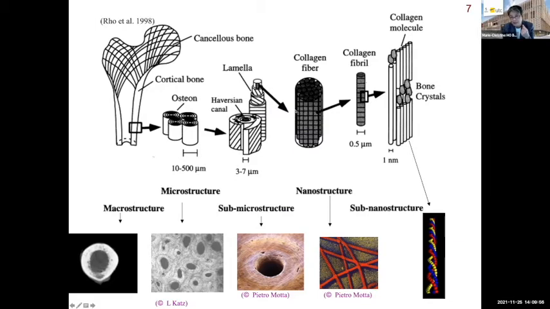And then if you go down another level, if I take this collagen fiber, it is made of collagen fibrils, you see. And then if I go deeper, to a lower scale, you can see that the collagen fibril has a periodicity of interaction between collagen molecules and bone crystals.